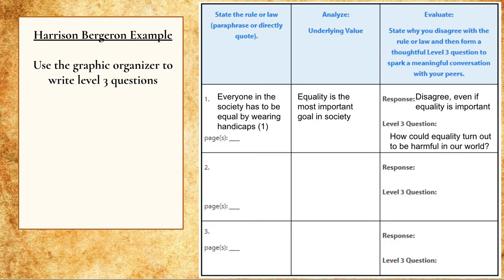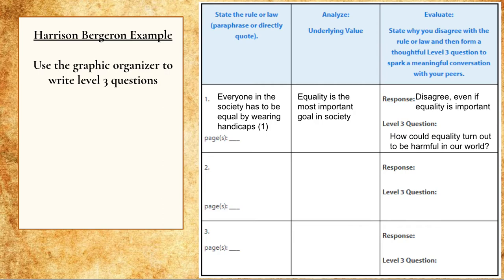Because Harrison Bergeron is ridiculous and silly on purpose. We're not actually afraid that anybody's going to have to start wearing handicaps in our world. That's not a serious discussion. But it gets us thinking about this idea of, could equality actually turn out to be harmful?